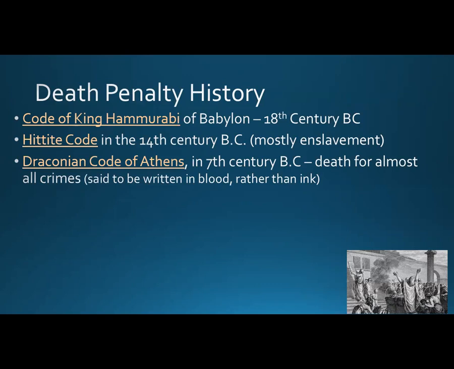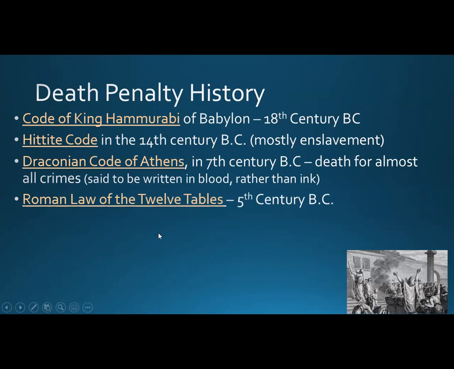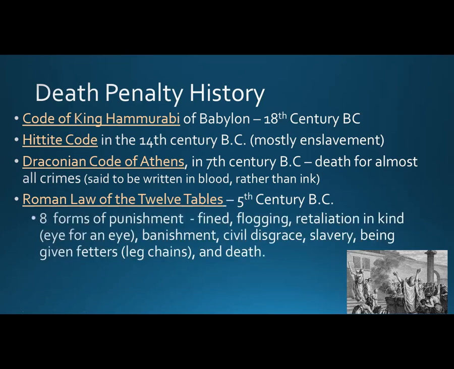And you guys are young, you might not know it, but draconian means old and creepy, and you can look it up. Anyway. Then next we get the Roman Law of the 12 Tables, which is 5th century BC. This is when Rome was growing. Rome wanted to establish laws for the citizens, and so they had 8 forms of punishment: fines, flogging, retaliation in kind. Again, go back to the eye for an eye, like the Code of King Hammurabi had. Banishment, civil disgrace, slavery, put in leg chains, and they did have the death penalty.